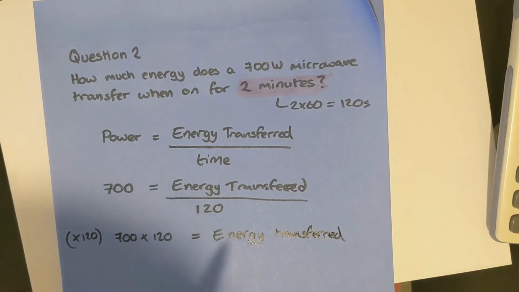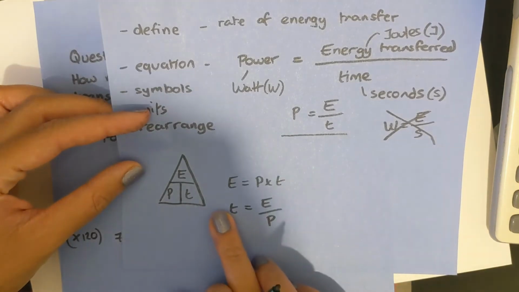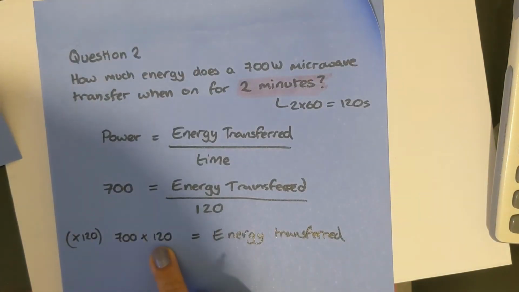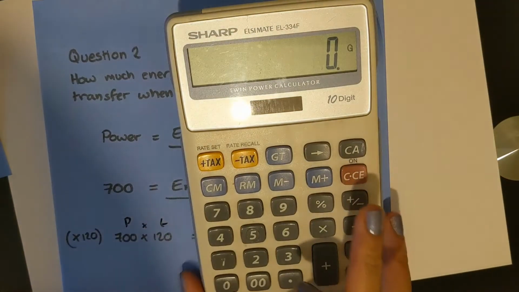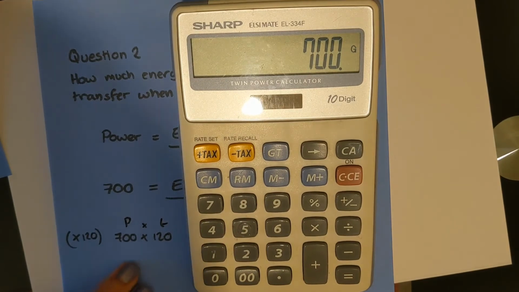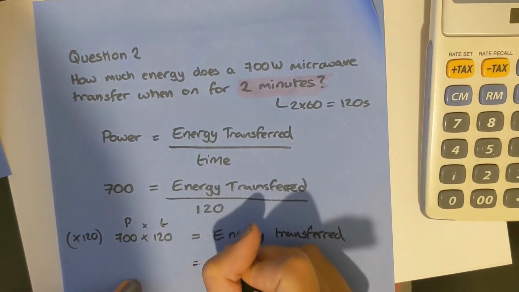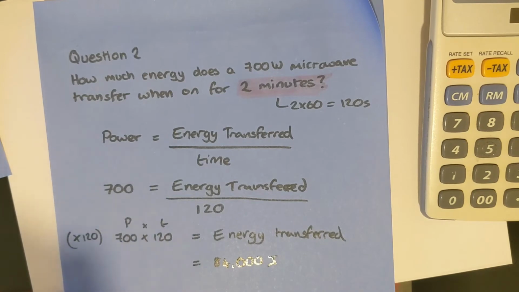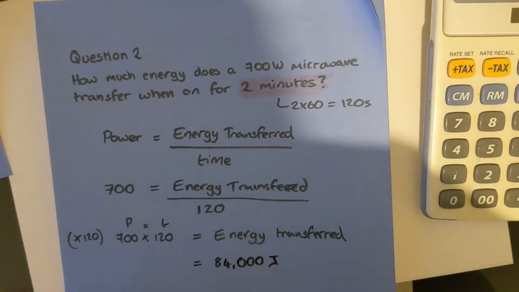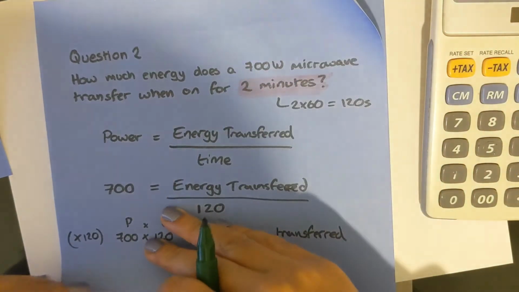Just to check that I got the rearrangement correct, I'll go back to where I told you already that energy equals power times time. Now we're going to do that on the calculator. You do get a calculator in your science exams. So 700 times 120 gives me 84,000 joules. So energy transferred equals 84,000 joules. Sorry, the light's not great there.